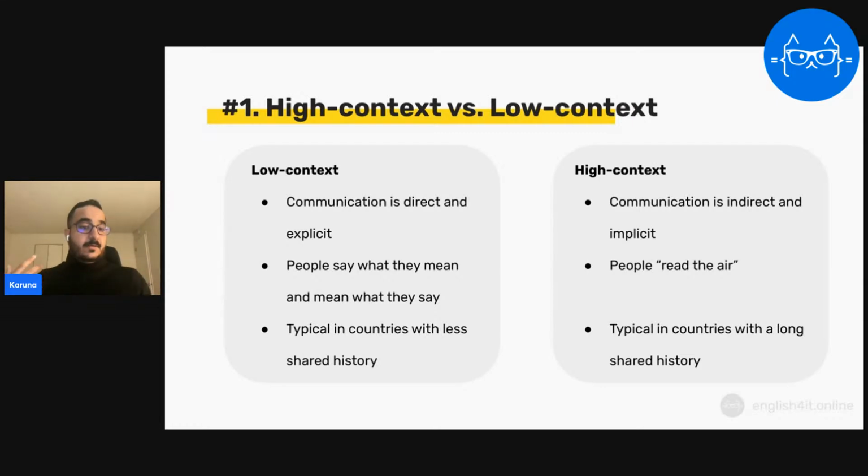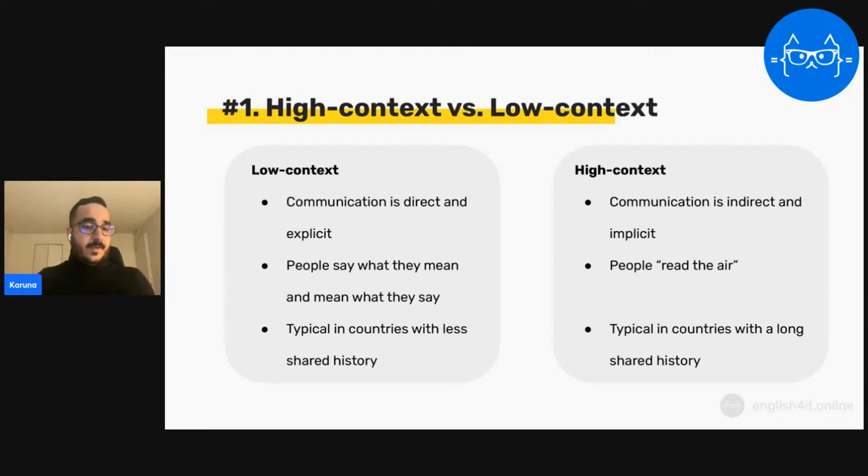And this sort of high context cultural communication tends to be more prevalent in countries with a long shared history, right? Japan, for example, right, has had a very long shared history where they've been a very monoethnic culture, right? There's really one ethnic group in Japan, and they tend to be very high context communicators. It's a very hierarchical culture, right?